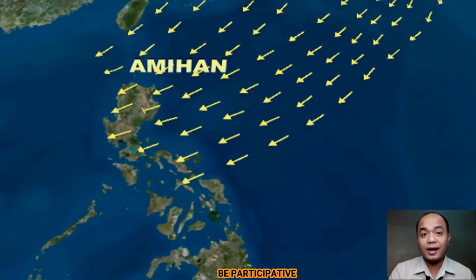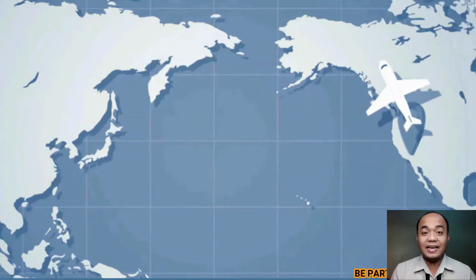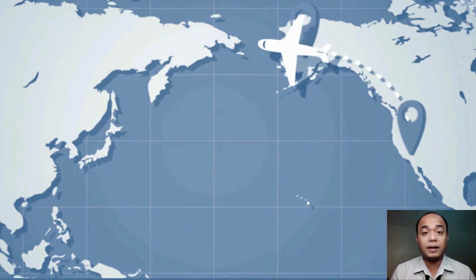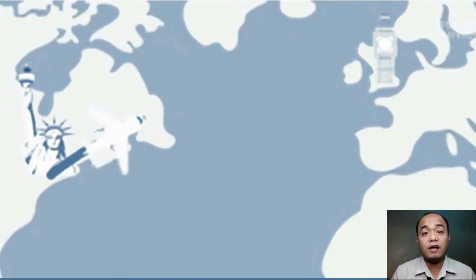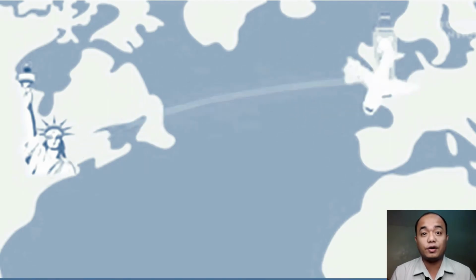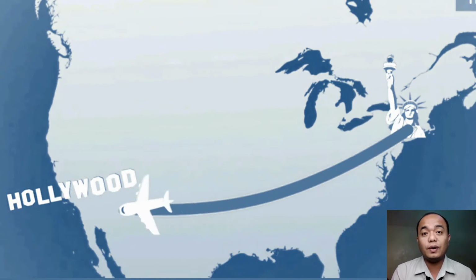Sa eroplano kaya, class, may epekto ba sa paglipad ng eroplano ang Coriolis effect? Yes, class, planes are also affected by this what we call Coriolis effect, especially when they are traveling long distances around the Earth. It appears to fly in a curve as opposed to a straight line.